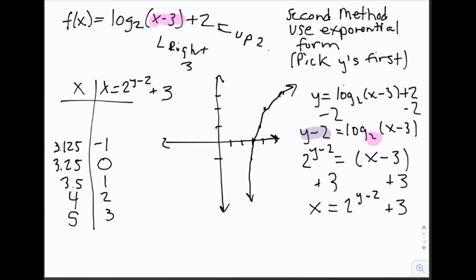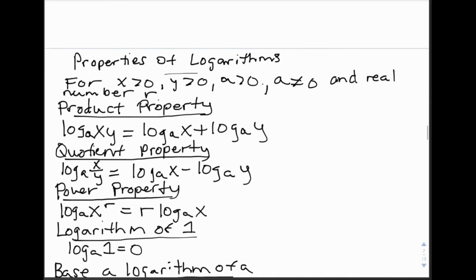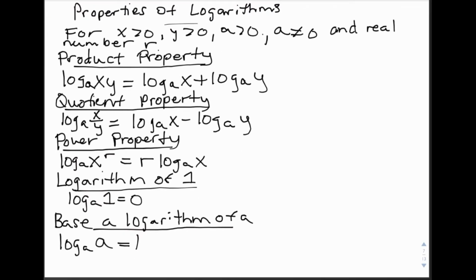Okay, so what we have next are properties of logarithms. For x greater than 0, y greater than 0, a greater than 0, and a not equal to 1, and we have our real number r, we're going to have these different types of properties for our logarithms. Our first one is going to be our product property. So say, for example, we had log base a of xy. Well, we're going to keep our same bases here.